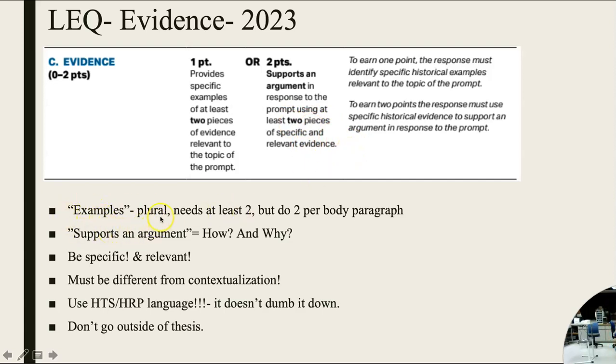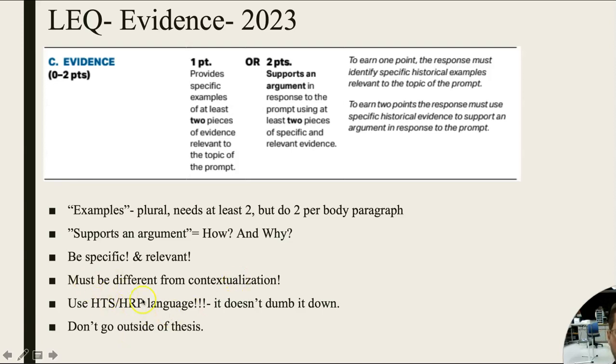All right. So when we say examples, right, plural needs to be at least two. Supports an argument. You need to explain how or why it's relevant. It needs to be specific. All right. It needs to be very clear. Use proper nouns. Use very clear, specific examples. It must be different from contextualization. All right, you shouldn't be repeating things that you talked about in your contextualization, even if that temptation is there.